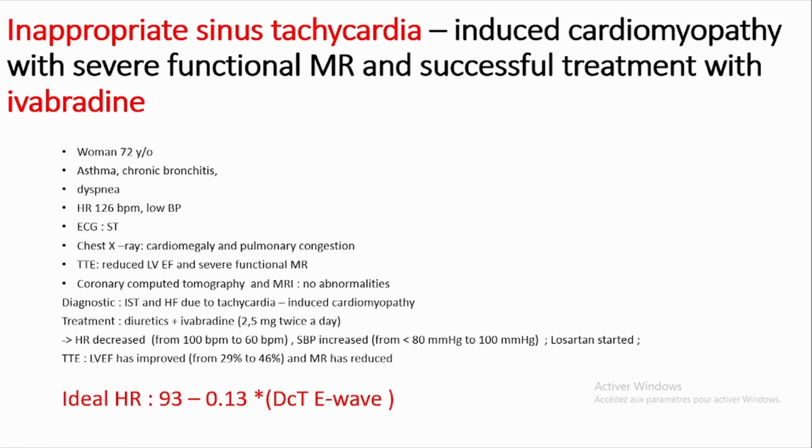Another case about inappropriate sinus tachycardia induced cardiomyopathy with severe functional mitral regurgitation and successful treatment with ivabradine. It concerns a 72-year-old woman with asthma and chronic bronchitis, who presented with dyspnea. The heart rate was 126 beats per minute, with low blood pressure. The ECG shows sinus tachycardia. The chest X-ray shows cardiomegaly and pulmonary congestion.